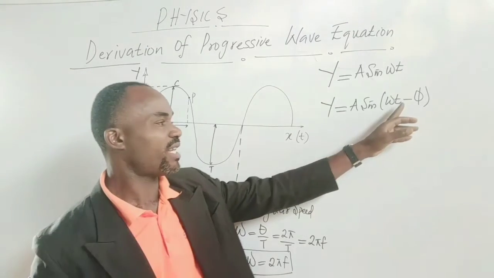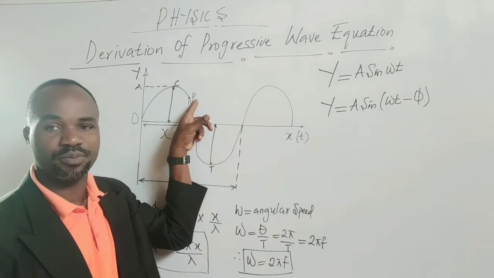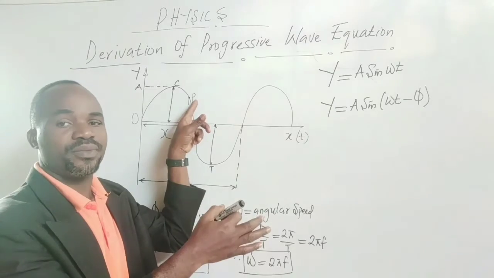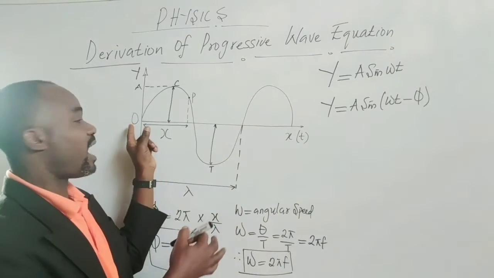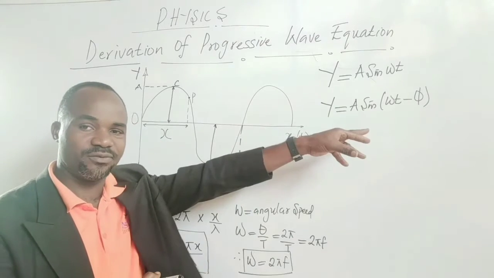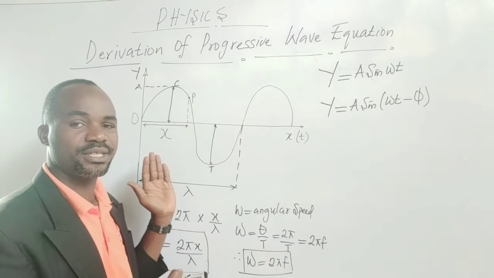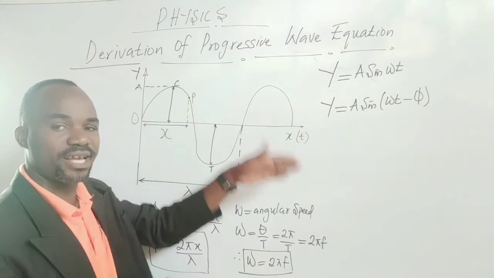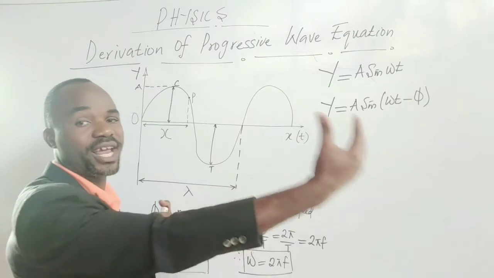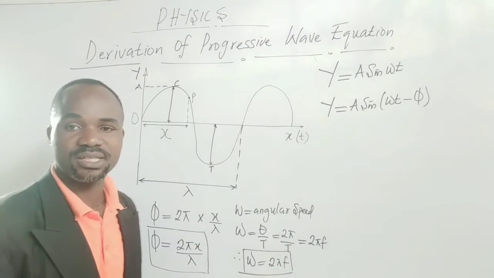All right, so why the negative sign? Let me explain. It means the vibration of the particle at this point, P, lags behind that at the origin, O. That is the essence of the negative, because the particle is traveling from left to right. If it were traveling in the opposite direction, from right to left, the sign would have been positive.